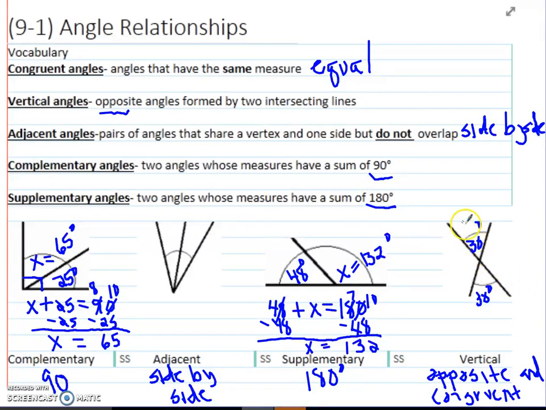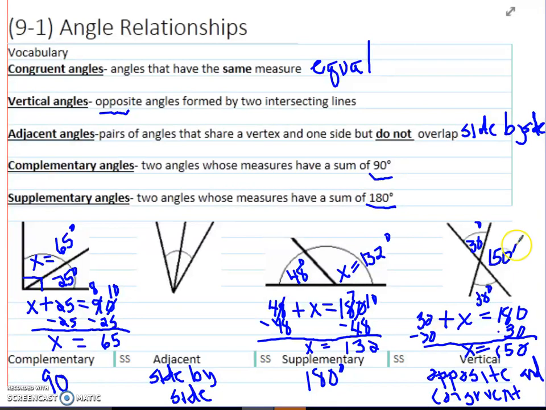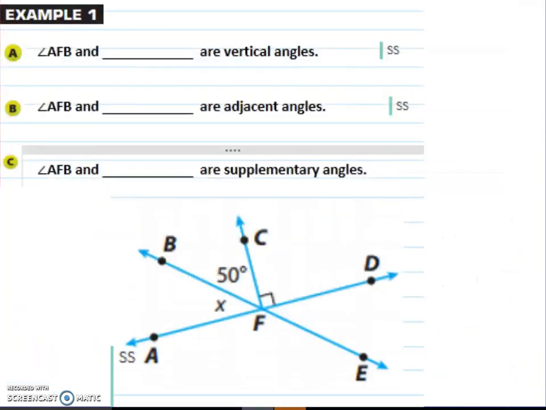This is a supplementary angle or a straight line, which is 180. So you could say 30 plus x equals 180. Subtract 30. When I subtract 30, I get 150. So this is 150 degrees. Based upon vertical angles, if this is 150, this is 150. Vertical angles are opposite and congruent.